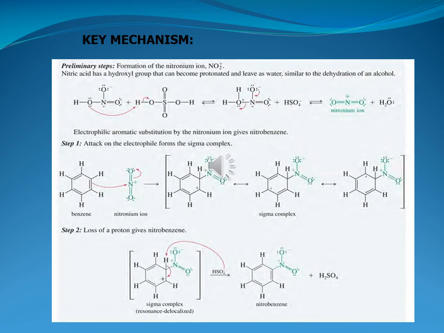In this way, it produces sulfuric acid, and the sigma bond which was once formed between the carbon and the proton of the benzene shifts back towards the electron deficient carbon of the benzene. In this way, the aromaticity of the benzene molecule is regenerated. Sulfuric acid here is regenerated and is used as a catalyst.